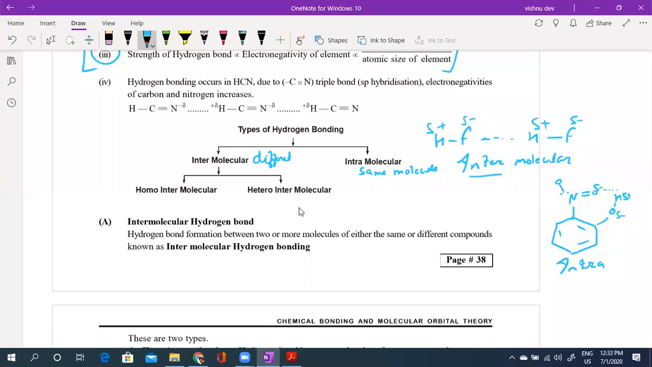Now if the hydrogen bonding is between the same type of molecule, same type, then it is called homo-intermolecular. But if it is between two different types of molecules, different type, okay, then it is your hetero-intermolecular. Like here, if instead of HF we have H2O, delta minus, delta plus, and then here HF, delta minus, delta plus. So this hydrogen bonding is your hetero.